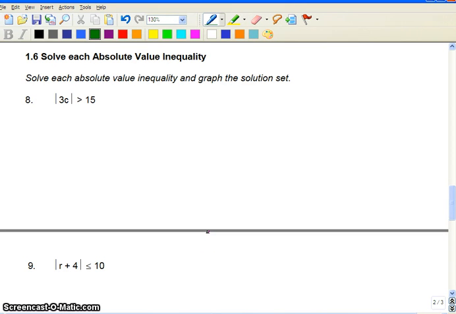All right, 1.6, solving absolute value inequalities. So we're going to put the last 2 days together. So some things that we would like to remember: when we multiply or divide by a negative, we got to flip the sign.